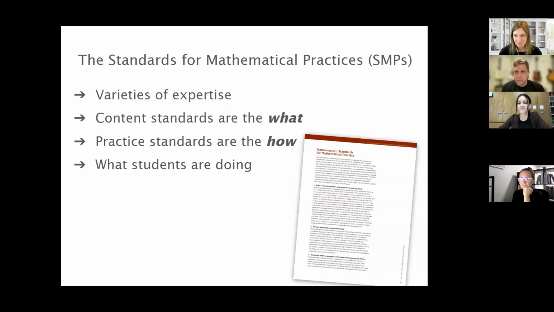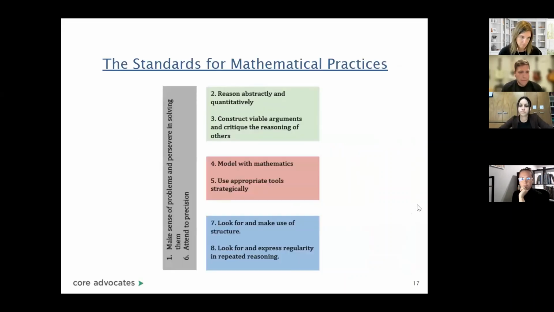So the content standards that we're all familiar with, I always think of as the what. That's what we need our students to do. That's what we need to teach them, right? That's like the math that they have to show that they've mastered. I consider the math practices, or the practice standards, the how, right? That's how they're showing that they're learning it. That's how they're doing it. Math practices describe what students should be doing while they are engaging in those rich math tasks. That's the name of the game with the math practices.